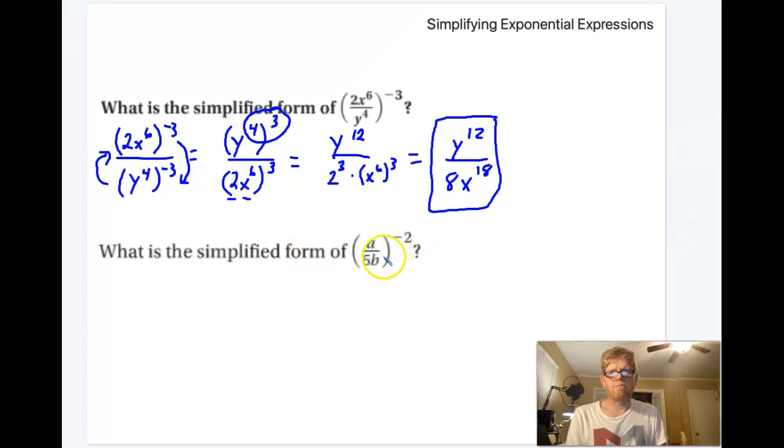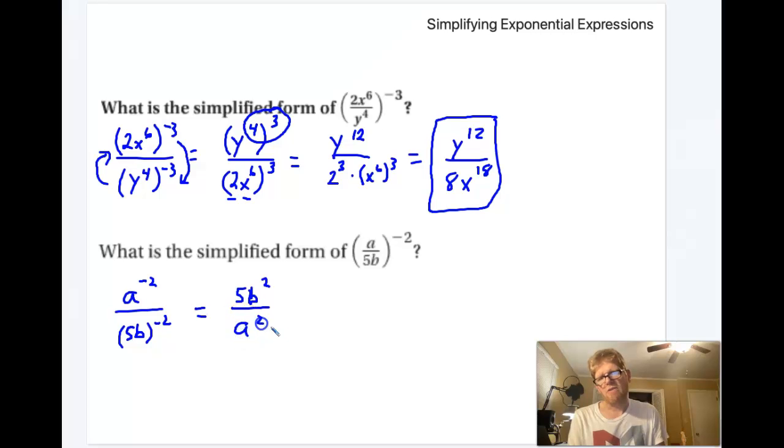All right, here we have another one. What is the simplified form of this? A over 5b raised to the negative second power. Let's follow our rules again. We have a to the negative second power over 5b to the negative second power. And again, since they're negatives, we're going to take the reciprocals. That means in this case, they're just going to flip upside down, 5b, and we're going to take that to the positive second power, 5b to the second power over a to the second power.